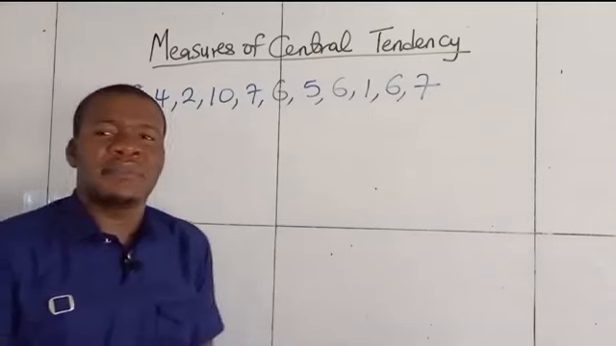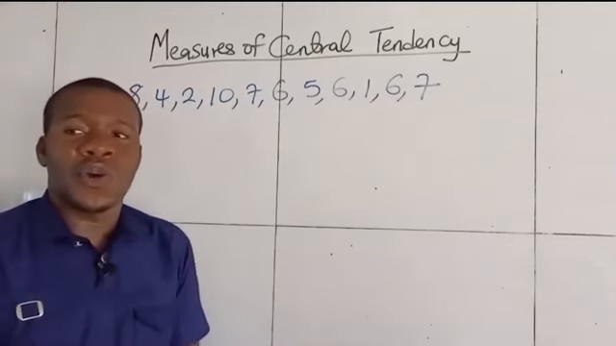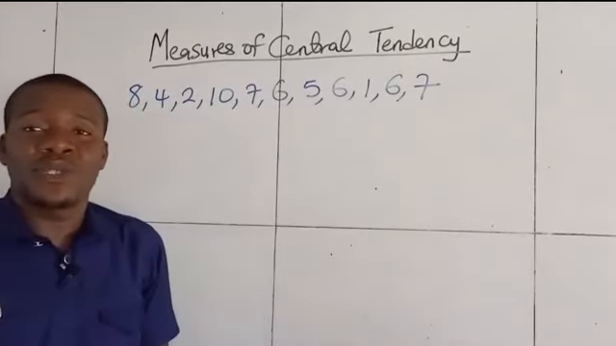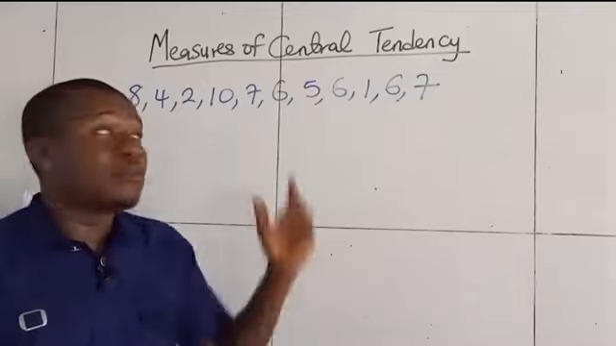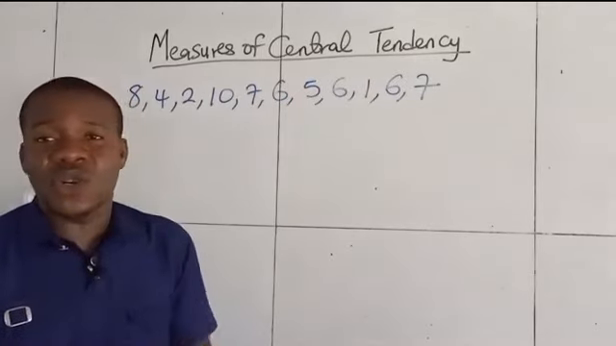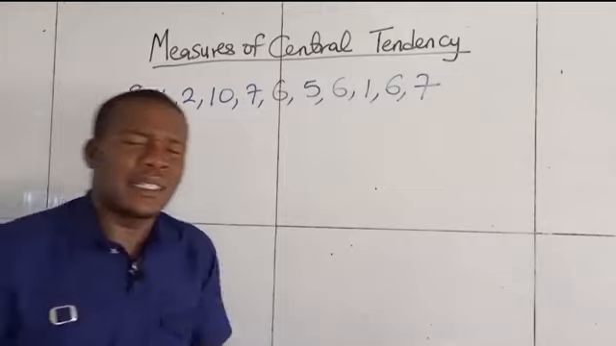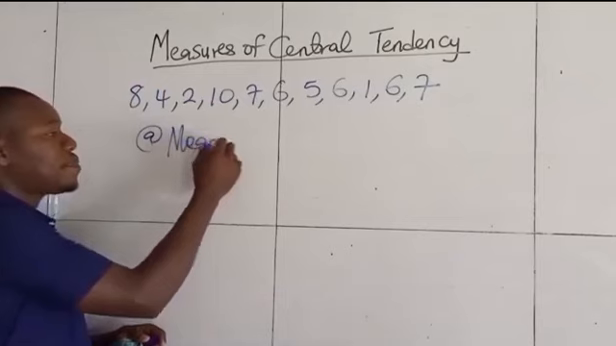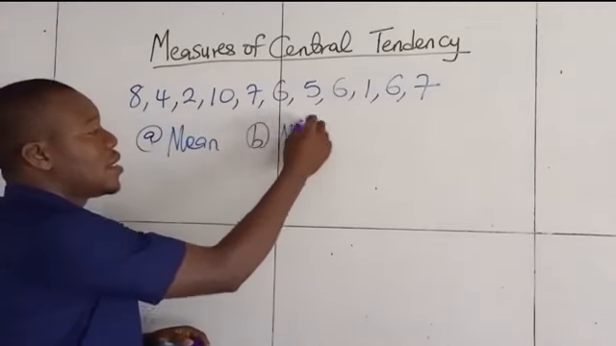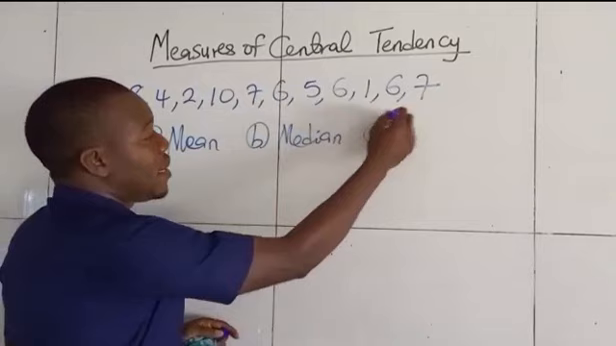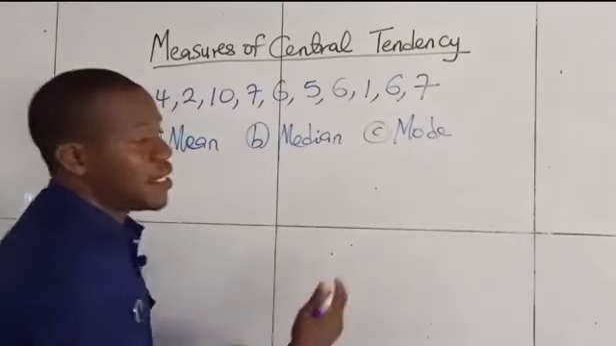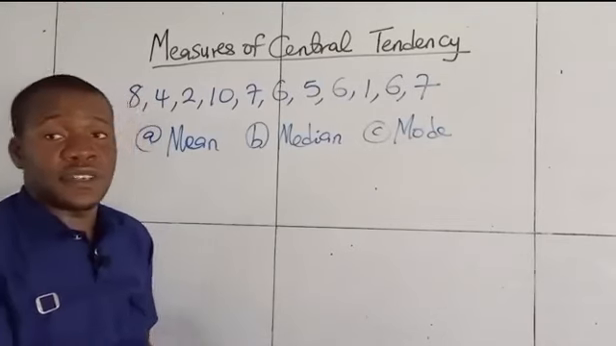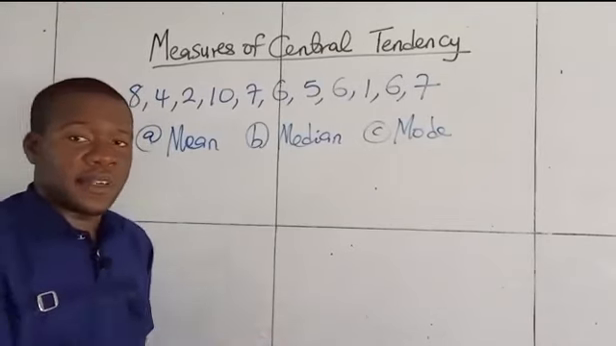But if I want to describe the entire students with one particular score, one single score that can be at the center and then describe everyone, I am going to apply any of the known measures of central tendencies to get one score that can represent all the scores. And in maths, we have 3 measures of central tendencies. We have number 1, the mean. Number 2, the median. And number 3, the mode. These are the 3 measures of central tendencies: the mean, the median, and the mode. Each of these measures will give you one score that can represent the entire score.